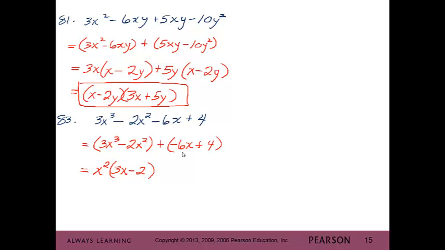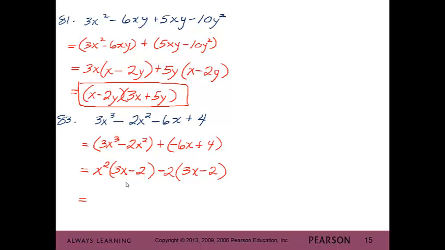And then for the second, I see the negative, so I know the negative is going to have to come out. And then the GCF between 6 and 4, the number that will divide both is 2. There isn't an x on the 4, so I'm not going to take an x out. Open my parentheses, and then negative 6 divided by negative 2 is 3. There's my x. 4 divided by negative 2 is minus 2.